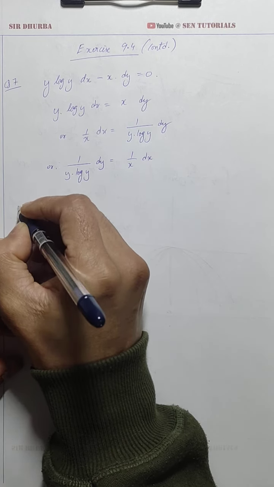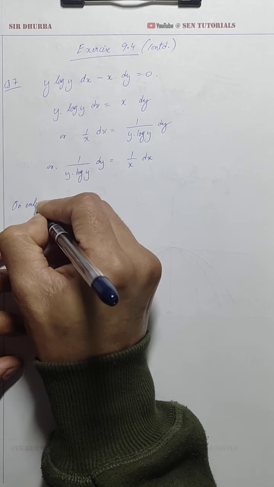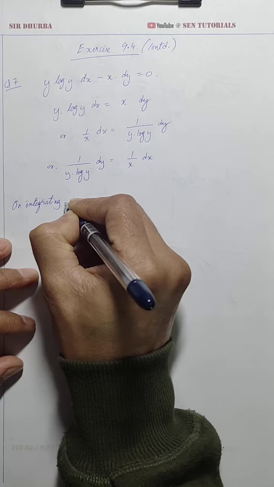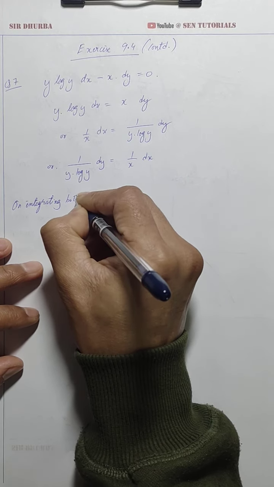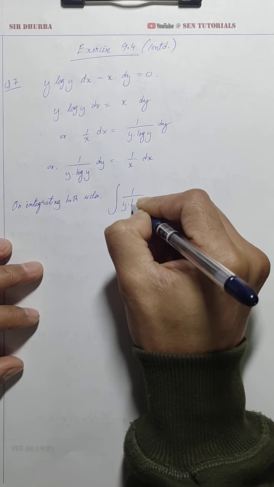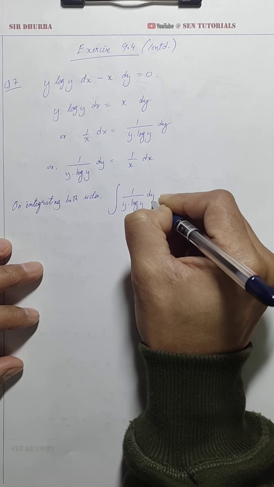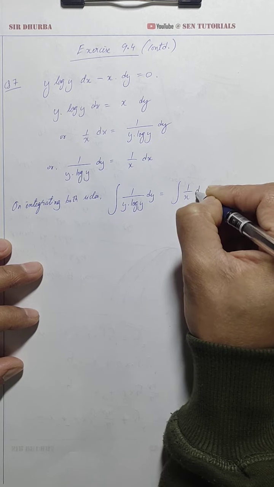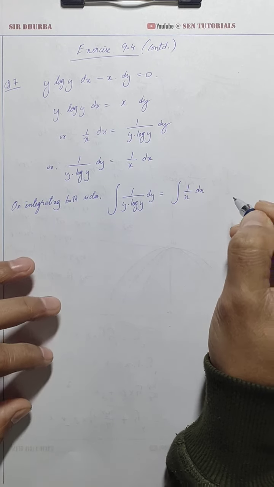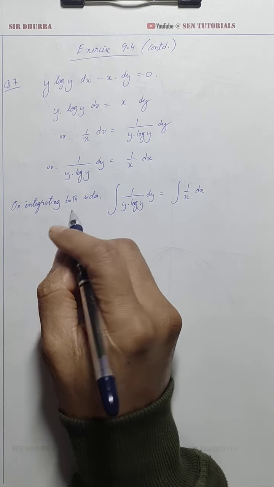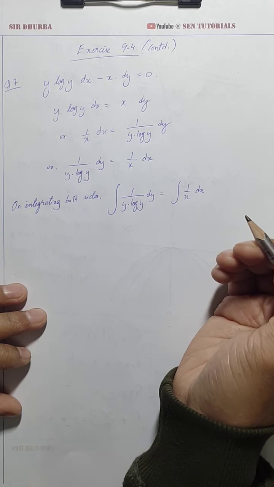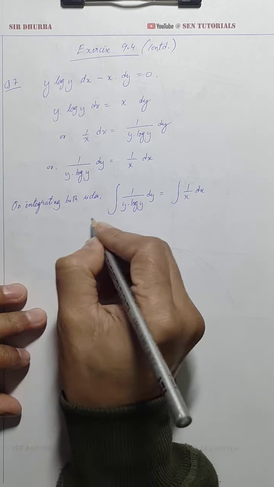So what are we supposed to do after separating the variables? What shall we do on integrating both sides? Integral of 1 by y log y. Your integration, as I said before, has to be very good. So maybe you can use substitution. If you can do it directly, no problem, or you can use substitution on one side.